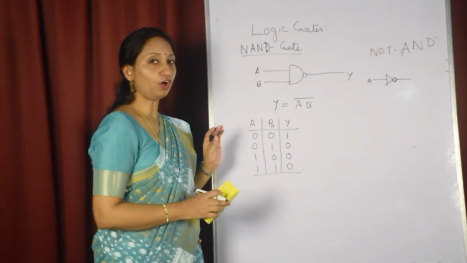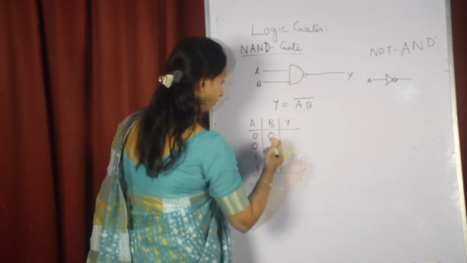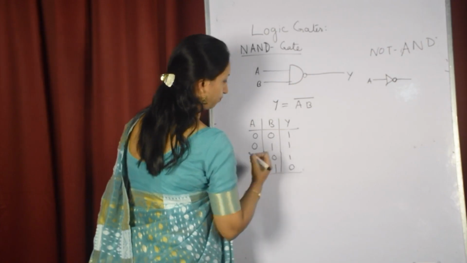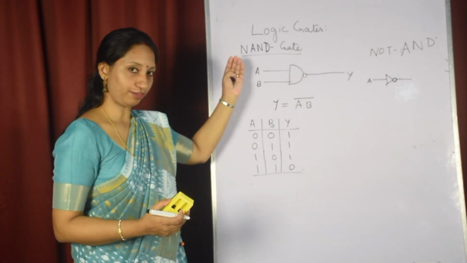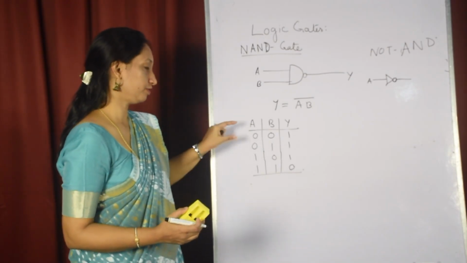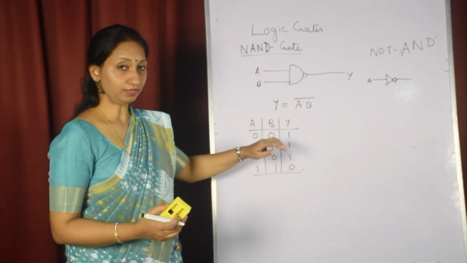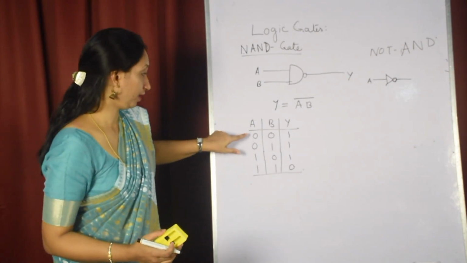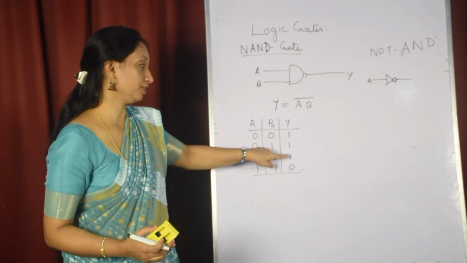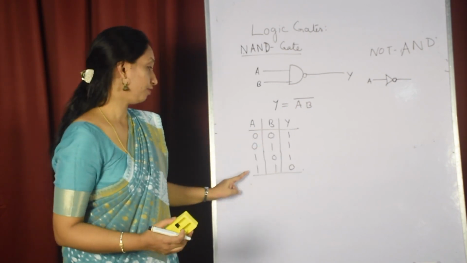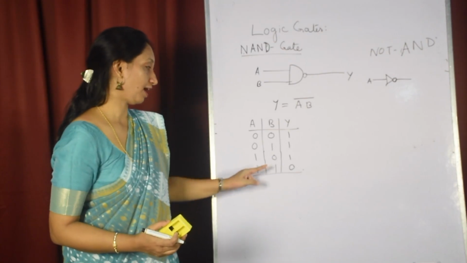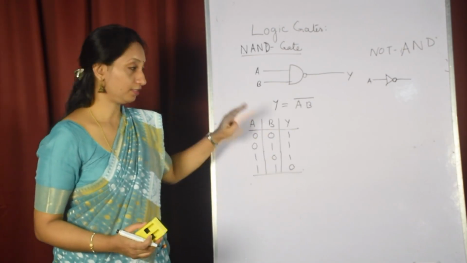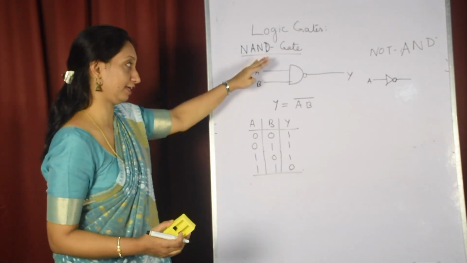And the truth table of the NAND gate is, here it is 1 1 1, then 0. In the AND gate, what we have seen, when any of the inputs is 0, the output is 0. But in the NAND gate, as it is the complement of the AND gate, if any of the inputs is 0, the output is 1, that is high. And when both the inputs are high, that is 1 1, we get the output as 0. So this is the truth table of the NAND gate.